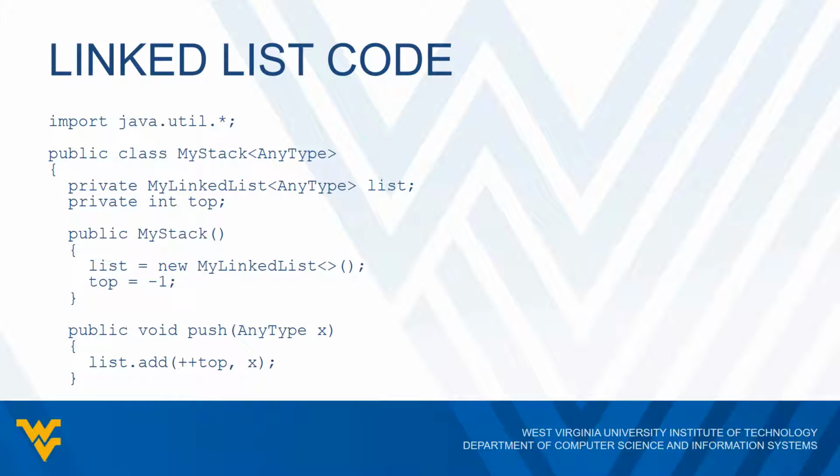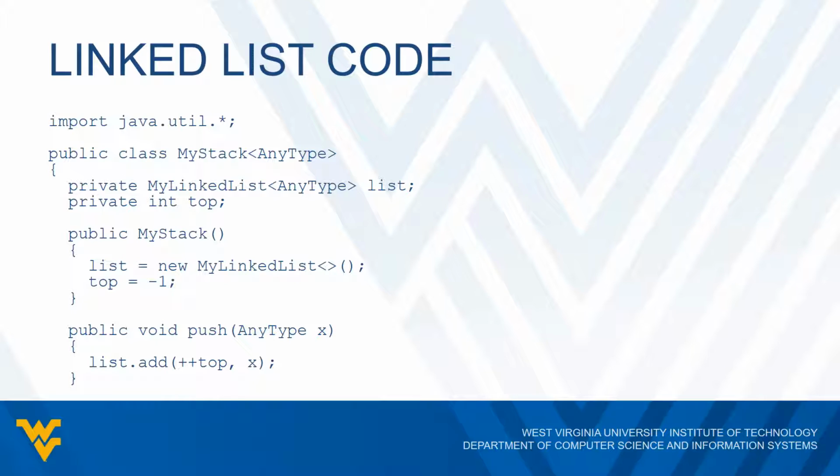Here's the code for implementing the stack using the myLinkedList class. So we're going to call our class myStack, and notice that just like with our lists, we can specify what the type is whenever we create an object of this. So this could be a stack of integers and doubles and so forth. We see that we have two instance variables. We have a reference variable for the myLinkedList class. So what we're going to see is we're going to create an object of that class in just a little bit. And then we also have a variable for top.